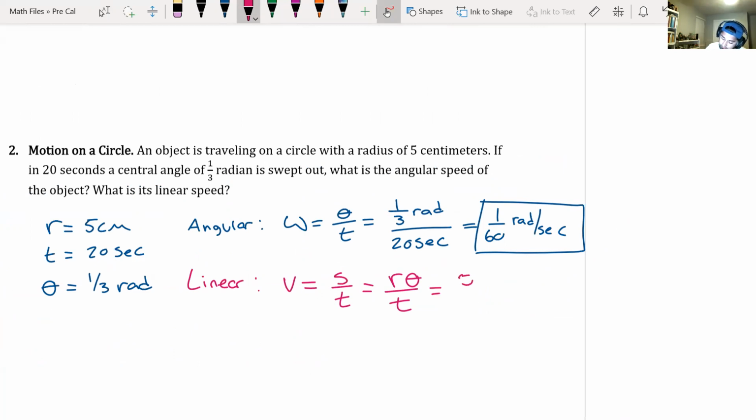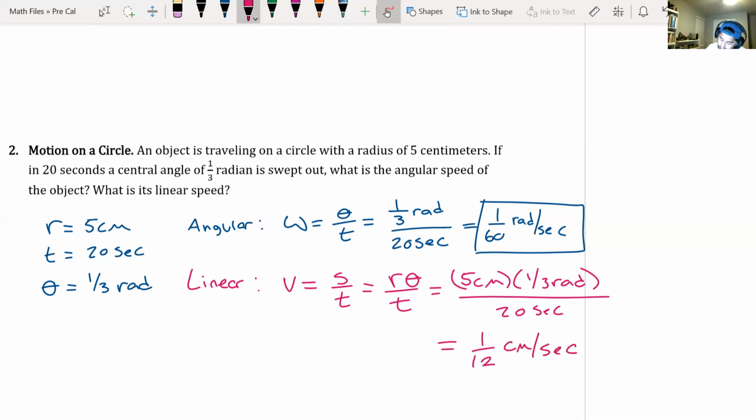So you'll get 5 centimeters times 1/3 radian over 20 seconds. And then 5 times 1/3 over 20, we get 1/12 centimeters per second. There we go.